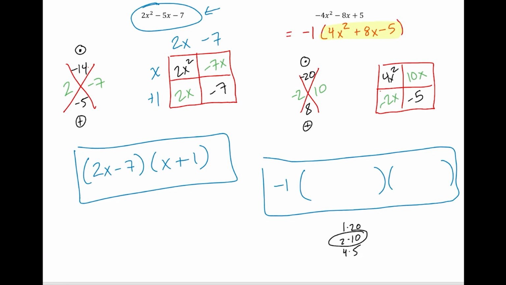And now I need to find the GCFs of each row and each column. So with that first column, the GCF is 2x, right? Both 4 and 2 are divisible by 2. They each have an x. The GCF of the second column is just 5. So I have 2x plus 5. That's one of my factors.